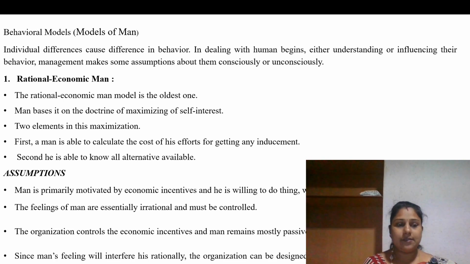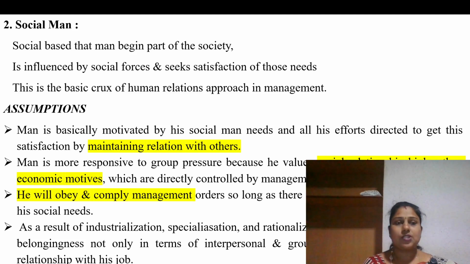This model is based on assumptions. He is primarily motivated by economic incentives, so he is willing to do the things which give maximum returns. The feeling of man is essentially irrational, and it must be controlled. The organization controls the economic incentives, and so the man plays a passive role. Since his feelings will interfere with rationality, the organization is designed in such a way as to control his feelings and avoid unpredictability in his behavior.